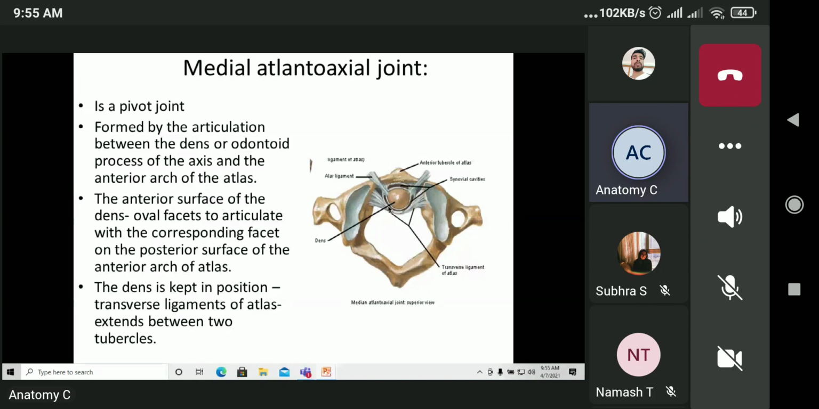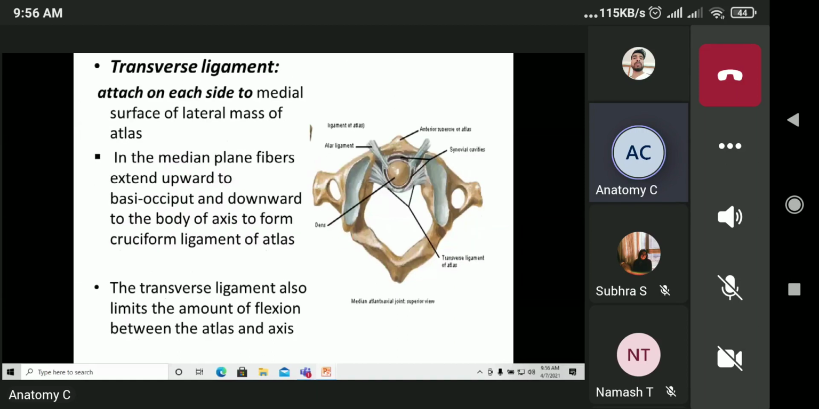So you have to remember transverse ligament. Others also help, but mainly this transverse ligament will keep the dens in position. There are the apical ligament and alar ligament, which are also helping to put the dens in position, but the transverse ligament is the main one, transversely present. So we'll talk about the transverse ligament.